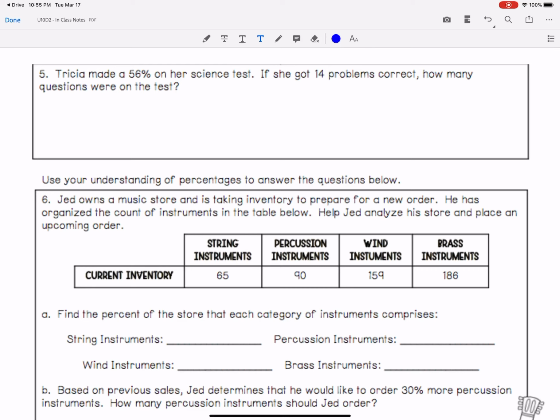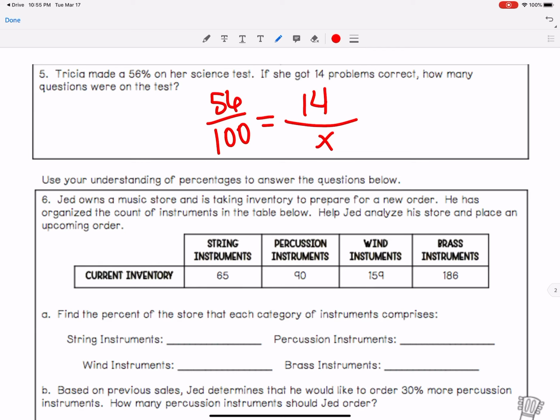Trisha made a 56% on her science test. If she got 14 problems correct, how many questions were on the test? So what they're doing here is they're giving us a part, and the part is 14. What they're not giving us is the whole. They're telling us that the percentage she got was 56 out of 100. So let's go ahead and solve this.